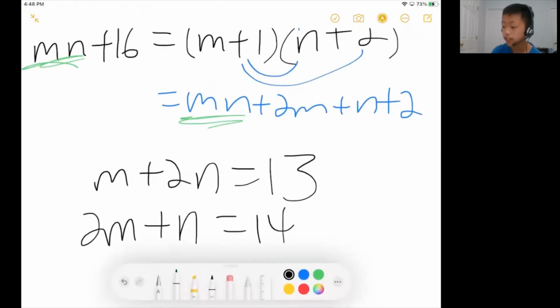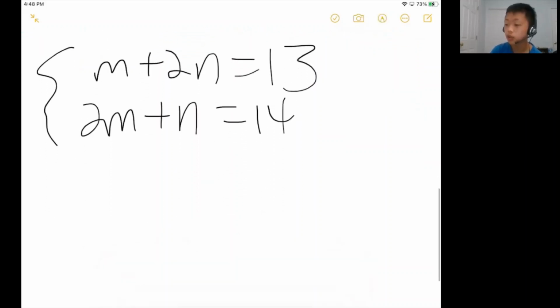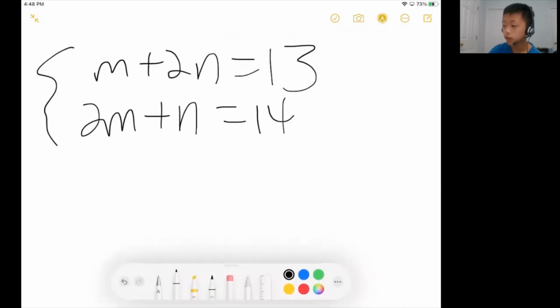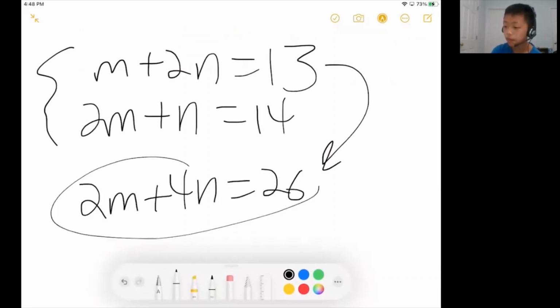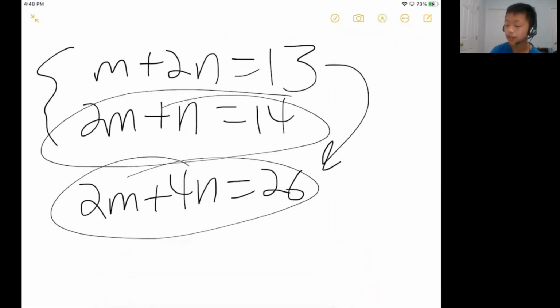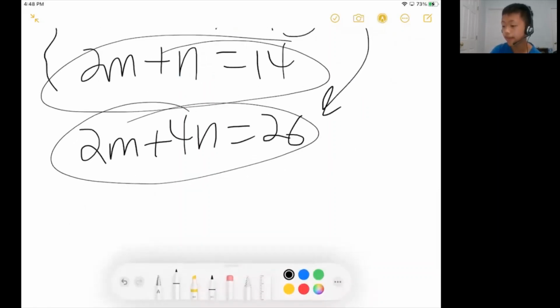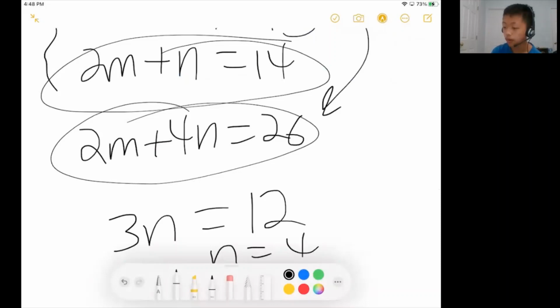And then we get two equations and two variables. So this is just a system of equations, which we know how to solve. You can use either substitution or elimination, but maybe elimination will be easier. So we can take the first equation multiplied by 2. So we get 2M plus 4N equals 26. Now we can do this equation minus this equation. Doing that, we can cancel off the 2M's. So on the left side, we get 3N. On the right side, we get 26 minus 14, which is 12. So from there, you get N equals 4.